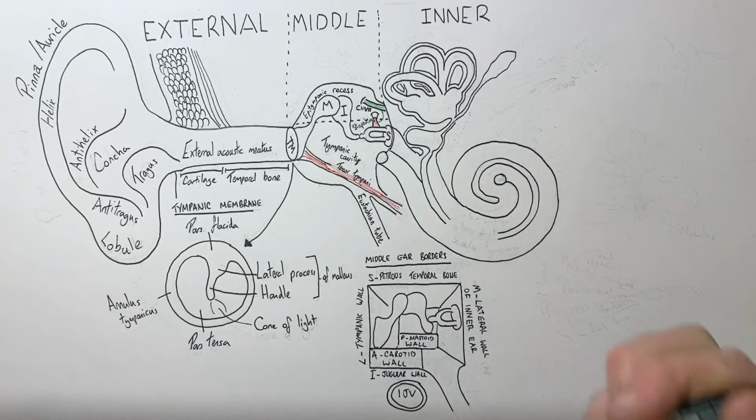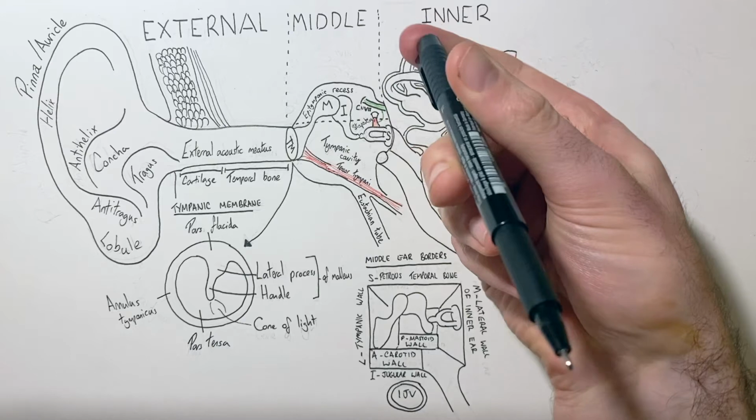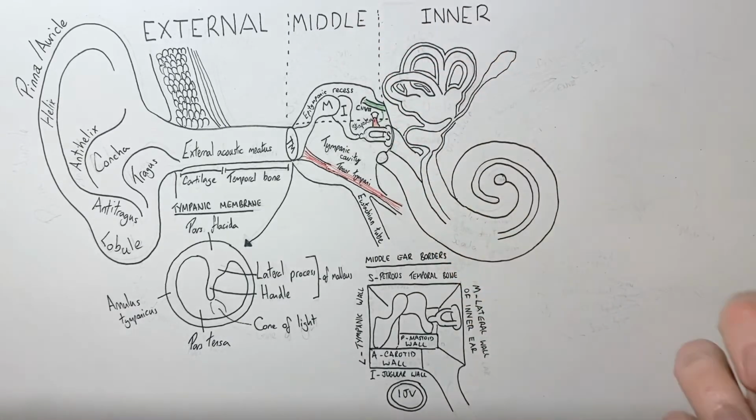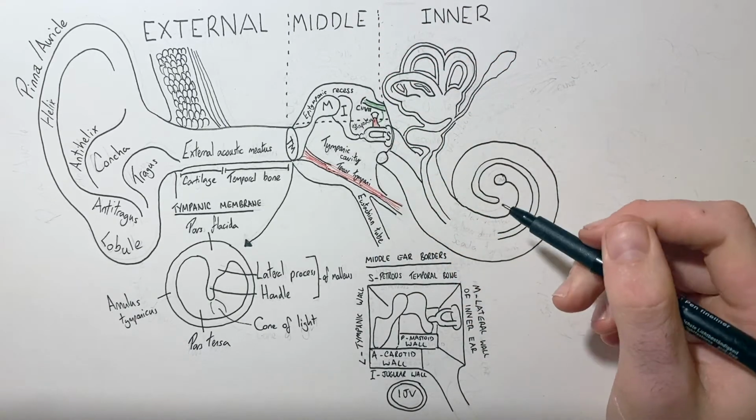I just want to take a second to mention that the eustachian tube does not only run inferiorly and medially, but also anteriorly, which hopefully is clear in this diagram.